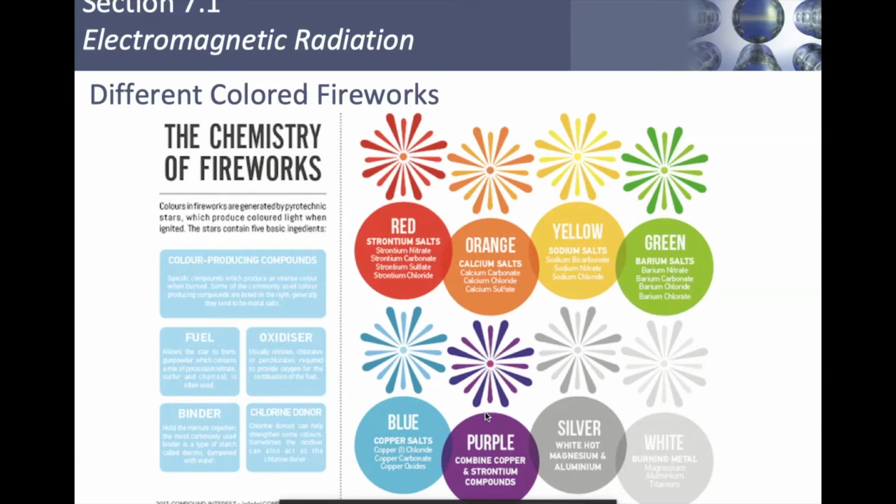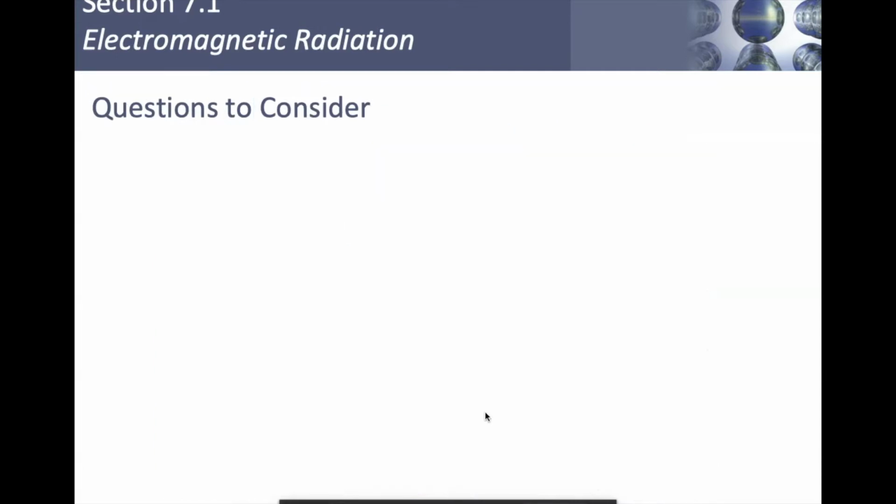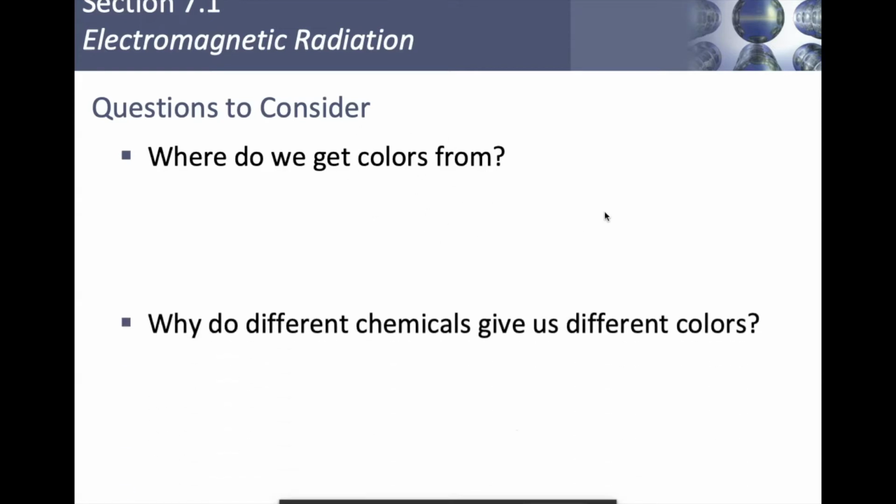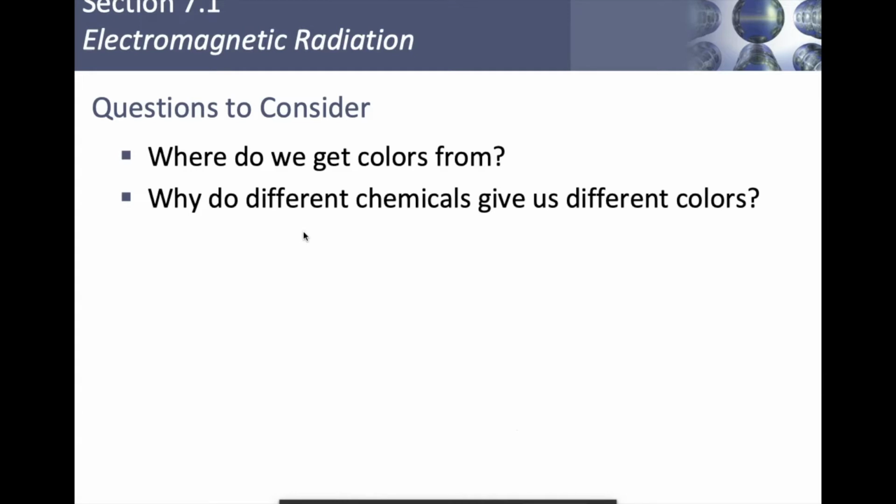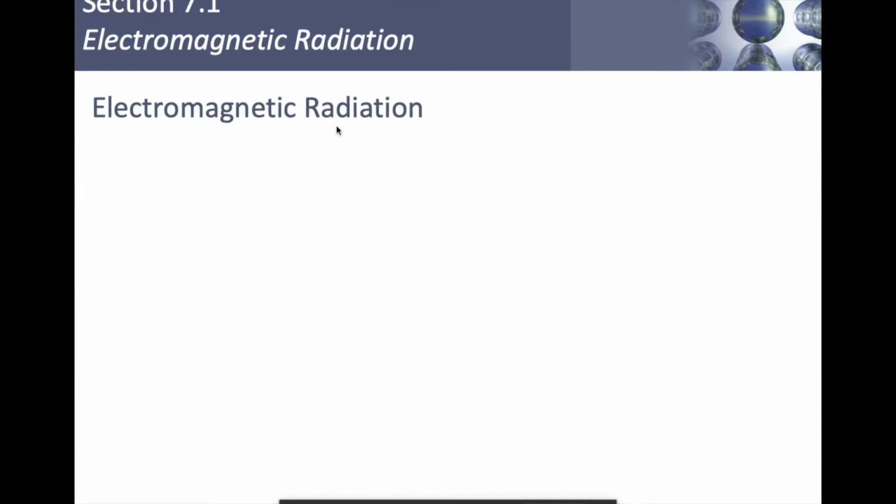So the driving question that I like to frame this unit in is: where exactly do these colors come from? When we burn strontium, we get this red light. Where exactly is that red light coming from? And why do certain chemicals that we burn give off different colors than other chemicals do? Some chemicals maybe don't even give off any color, or at least no color that we can see. So these are the two questions that I like to consider when going through this unit to frame us. Let's explore a little bit about electromagnetic radiation.